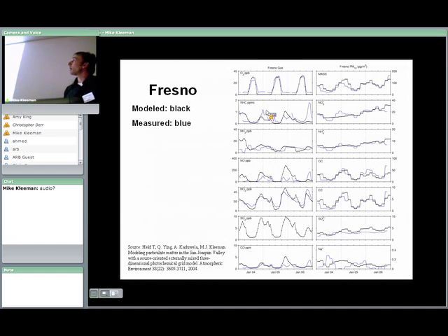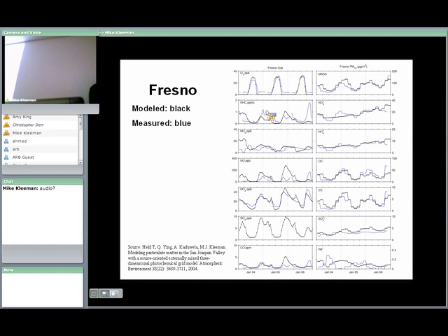These are some model predictions versus the measurements for different pollutants. The gas phase pollutants are on the left-hand side here, the particle phase pollutants on the right-hand side. This is all for Fresno, January 4th through 6th, 1996, 3 days shown on the lower axis here. All the vertical axes are pollutant concentrations. The pollutant is in the upper left-hand corner. The modeled line, the predicted line, is the black line, and the measured line is the blue line.